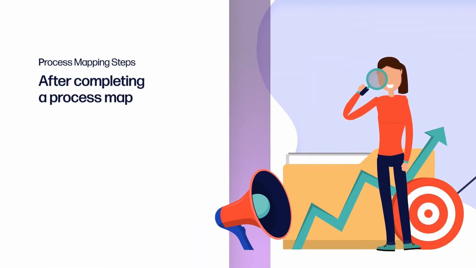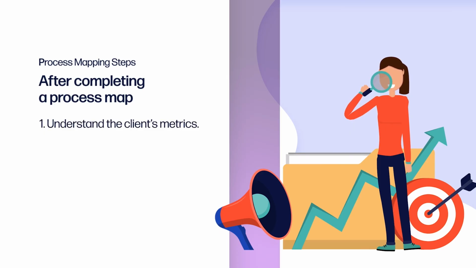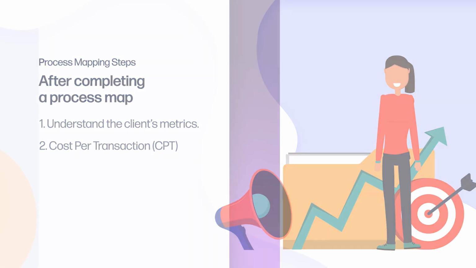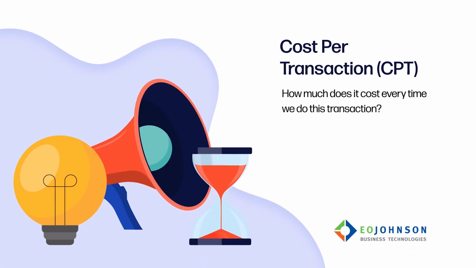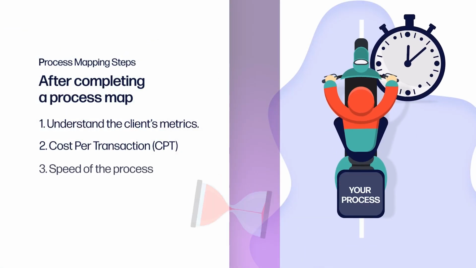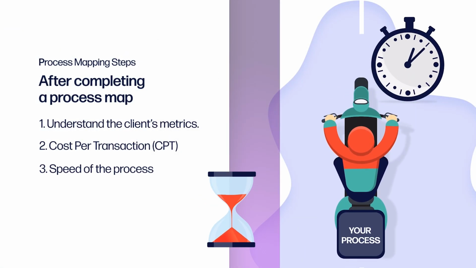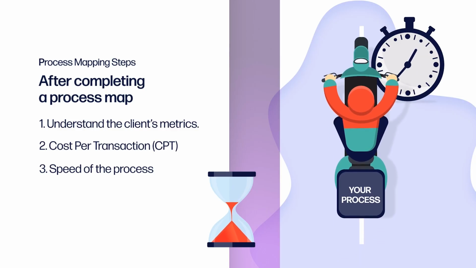There's a lot of different things that can be done with a process map after it's completed. One, we have the ability to figure out metrics for clients. Sometimes it's what we call cost per transaction, or CPT. So how much does it cost every time we do this transaction to our organization? Sometimes it's speed that they're looking to understand. Every time we do this process, or every day we do this process, it takes us X amount of time.